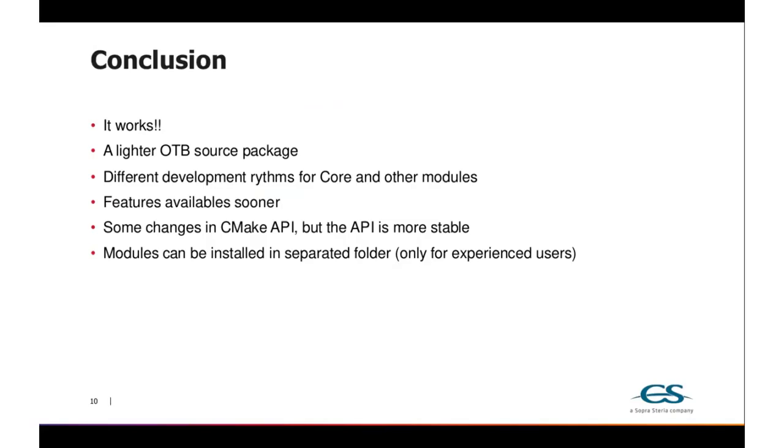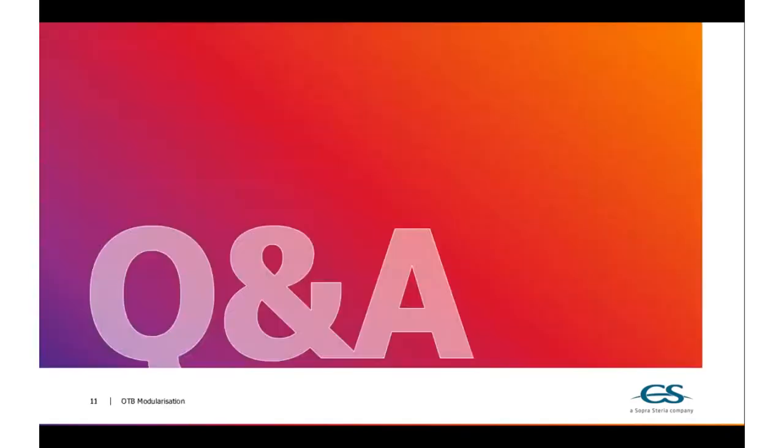With that, an example can be one developer that wants the latest changes in one module and doesn't want to compile all the OTB. They can just have a folder with feature extraction, for instance, and just make a git pull to have the latest changes and just have to recompile this module only. So that's it.